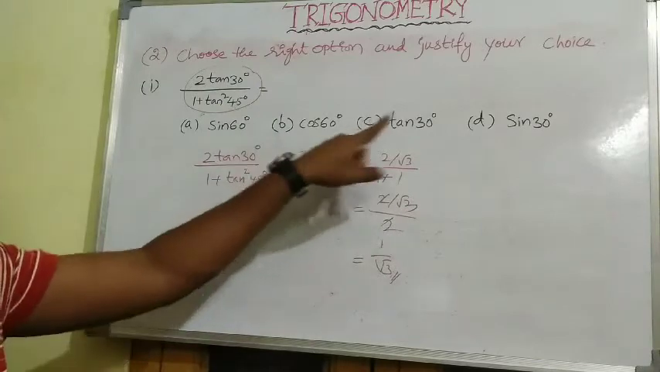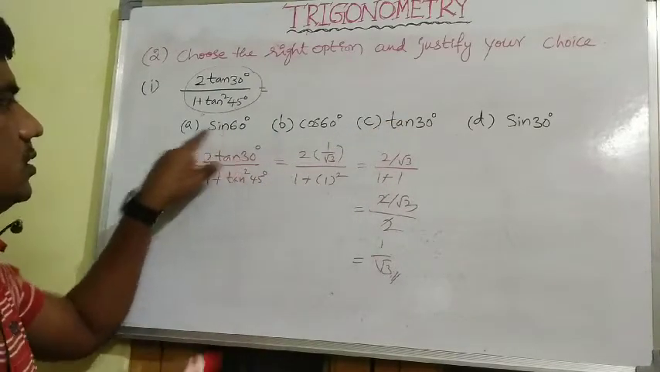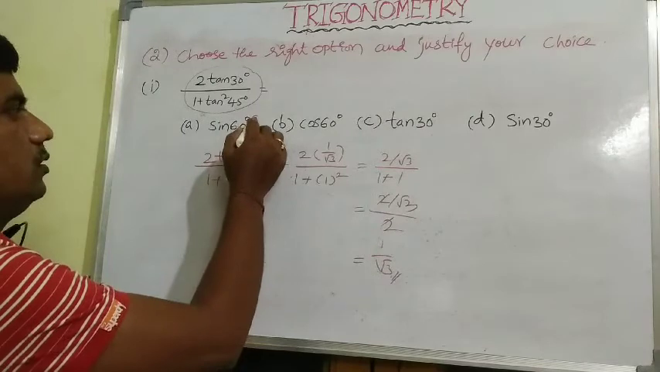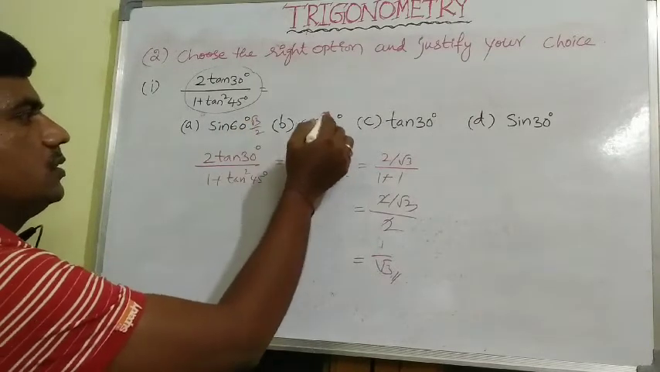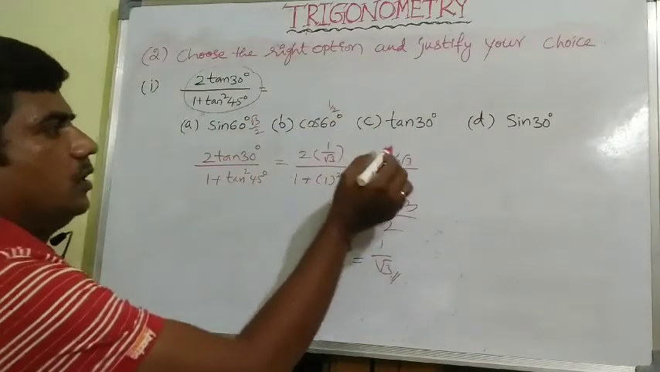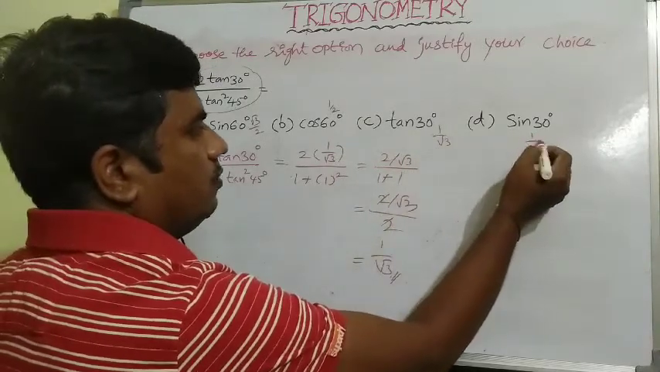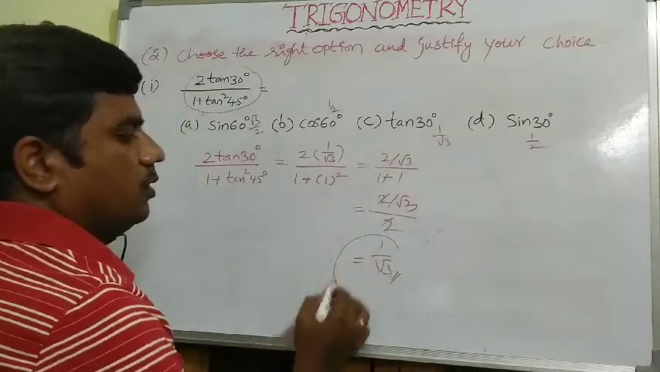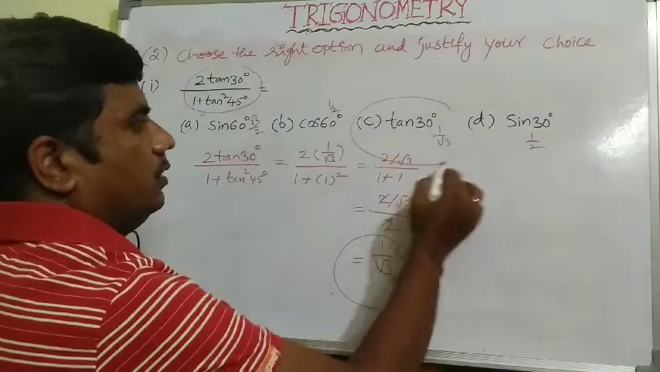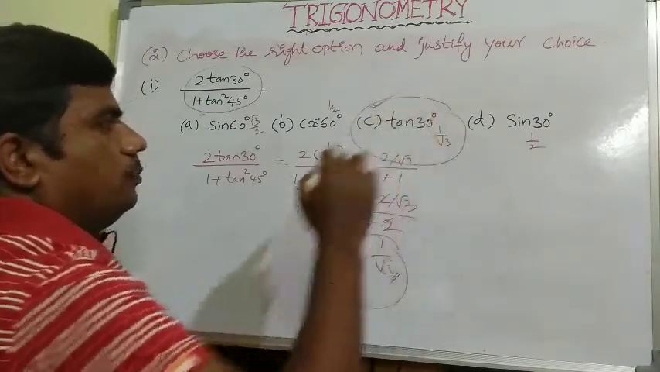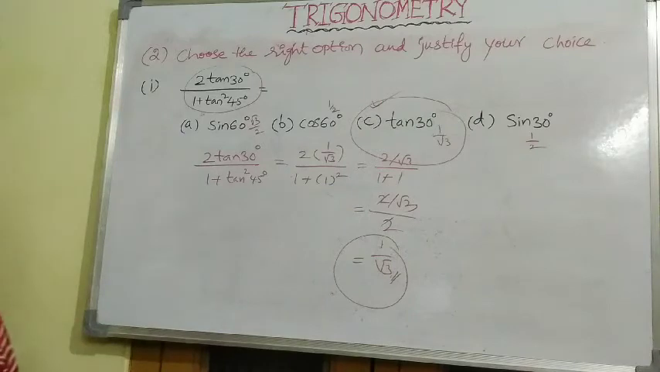So in this, which value is 1 by root 3? Sin 60 value is what? Root 3 by 2. Cos 60 value is what? 1 by 2. Tan 30 value is what? 1 by root 3. Sin 30 value is what? 1 by 2. So here 1 by root 3 value is tan 30. So that's where option C is correct.